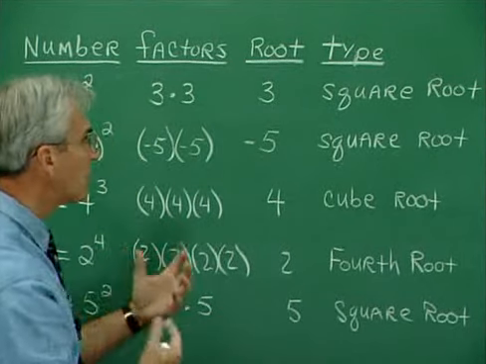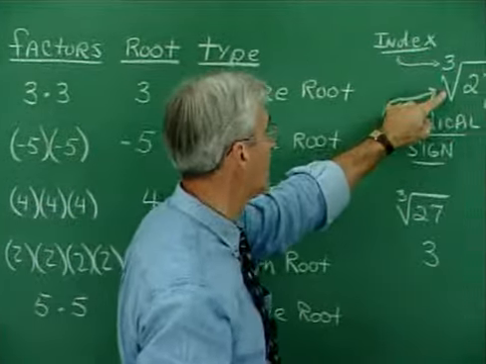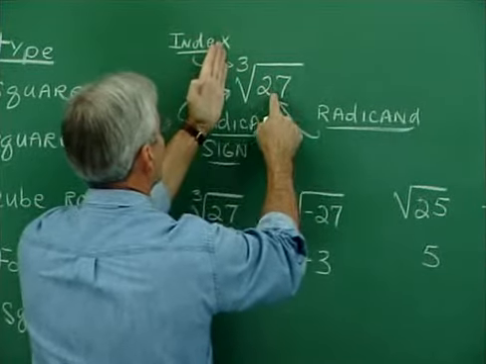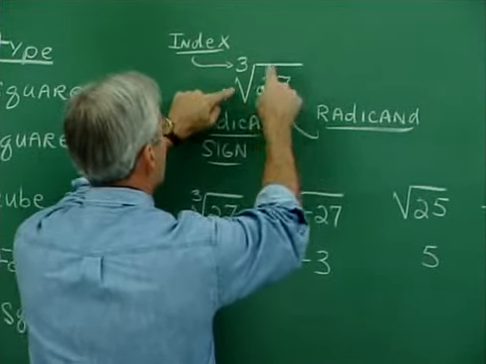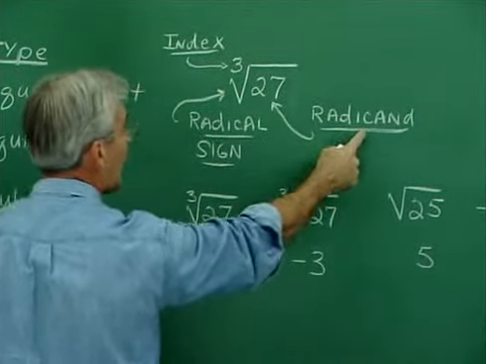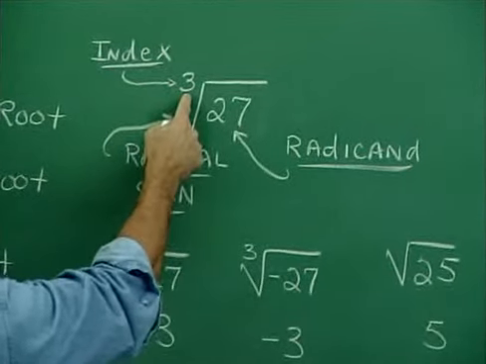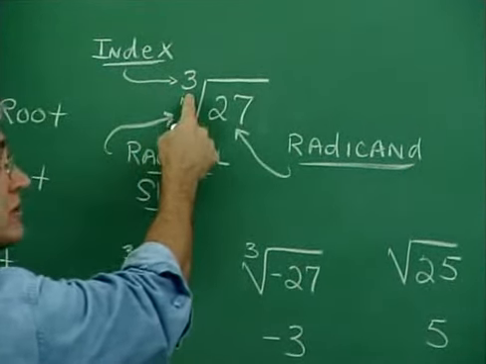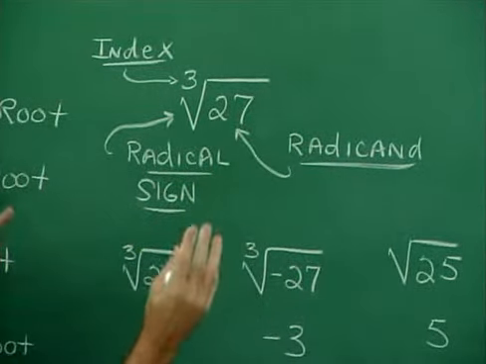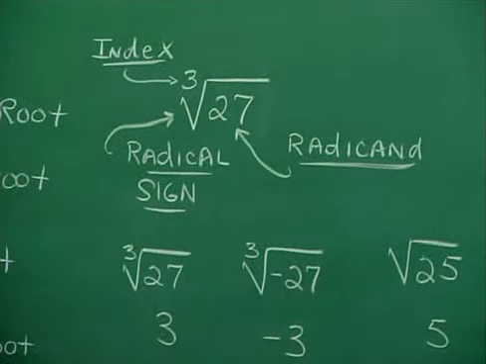Now, the request for roots is made by using a radical sign. The radical sign looks like this, as you recall, and this is read as the cube root of 27. This little squiggly thing is called a radical sign. The number under the radical sign is called the radicand, and this number up here is the index of the radical. Now, when no index is written, it's understood to be 2. This whole business is called simply a radical, with the radical sign, radicand, and index, just a radical.